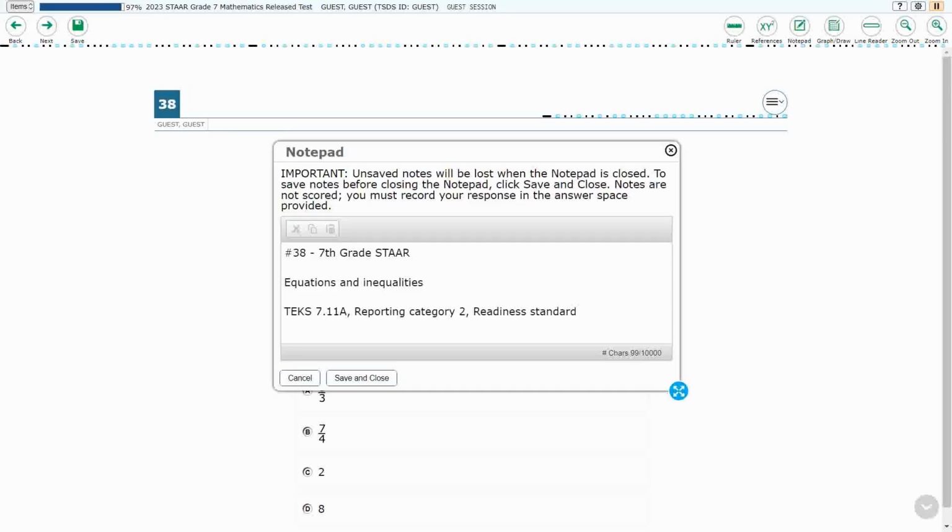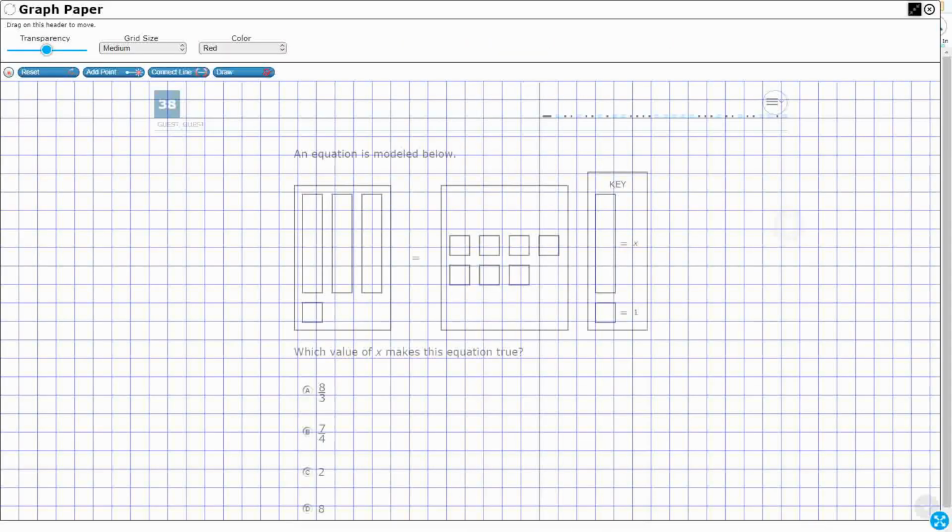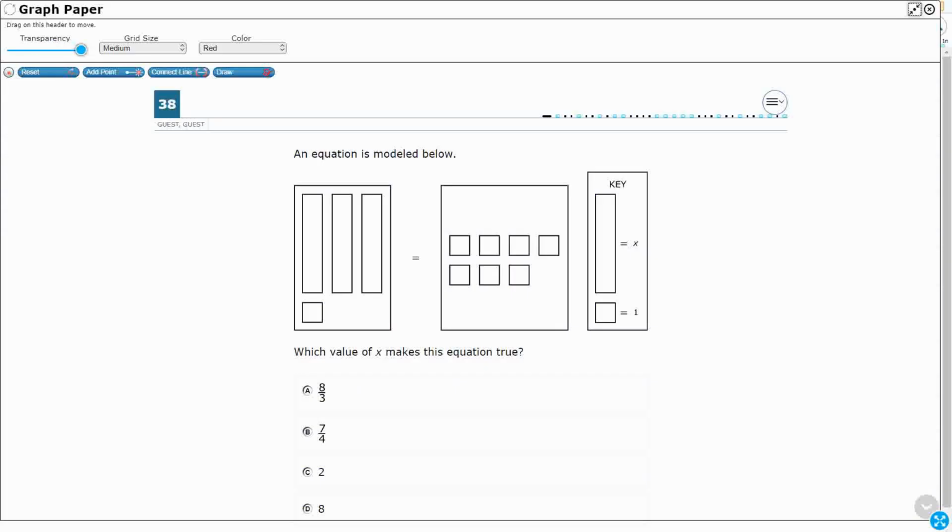Number 38, Equations and Inequalities. This is a reporting category 2 readiness standard, TEKS 7.11A. So we have to model this equation here. We need to find what makes x true, but we've got this key that we could use, right? So let's just substitute in what they have here.